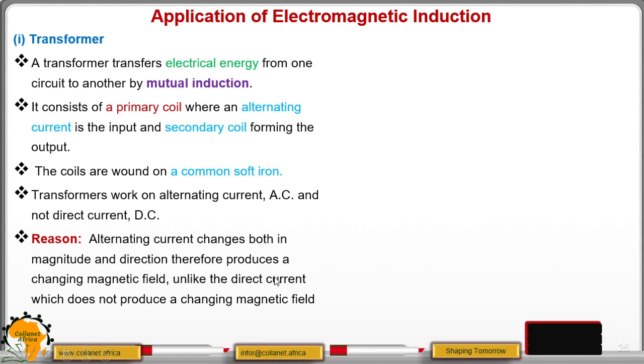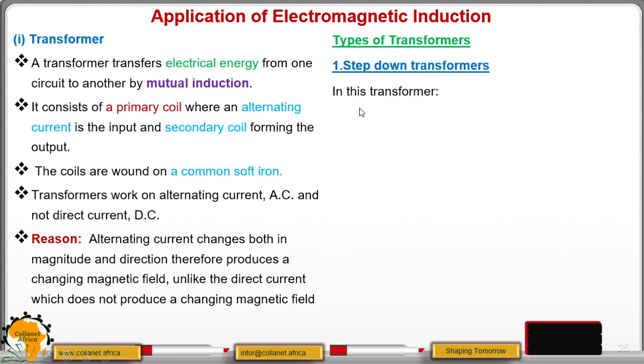When you use direct current, this one does not change in magnitude, it does not change in direction, and therefore it cannot produce a changing magnetic field. Now we have two types of transformer. One, we have the step down transformer, and this transformer has the following.